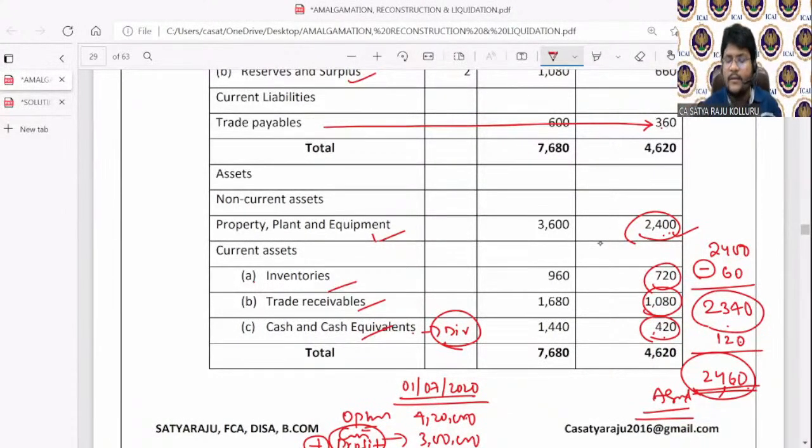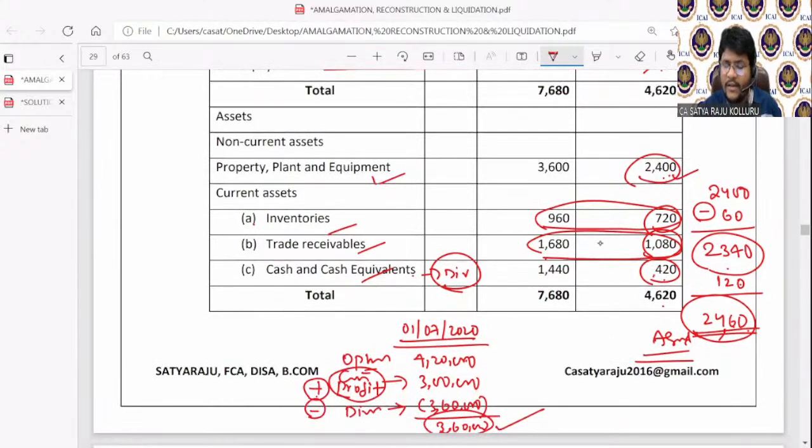Am I right? Sir, in both the books, inventory is the same, and in both the books, trade receivables are also the same, as on 1st July 2020. Now, related to cash and cash equivalents of White Limited, you already know it is 3,60,000, am I right? It is not 4,20,000, it is 3,60,000. So then what about cash and cash equivalents in case of Black? This is White Limited. Let us work out the Black Limited cash and cash equivalents. Opening balance is how much?